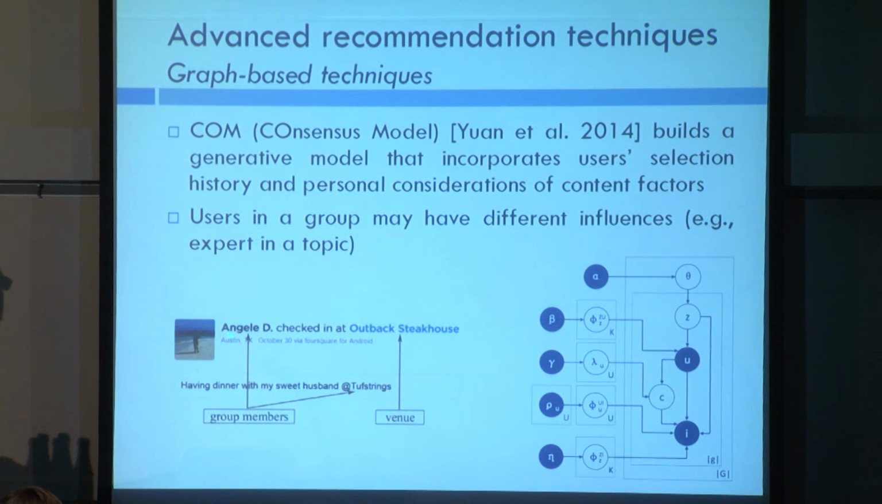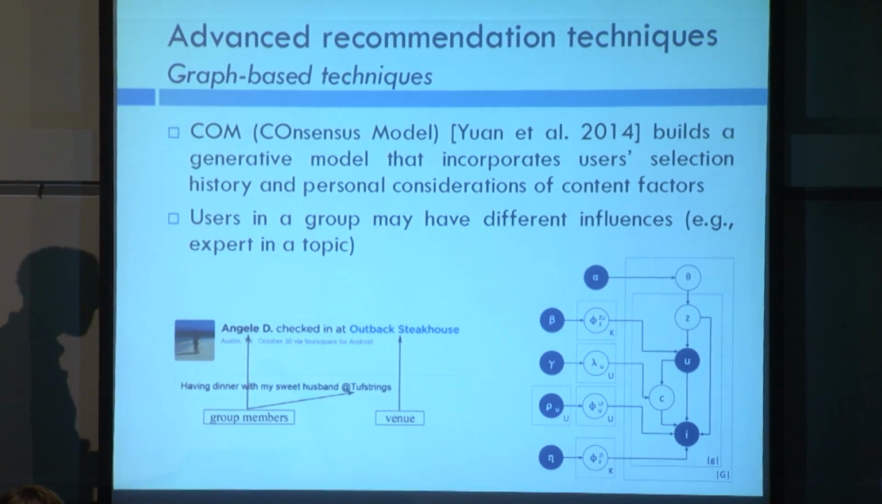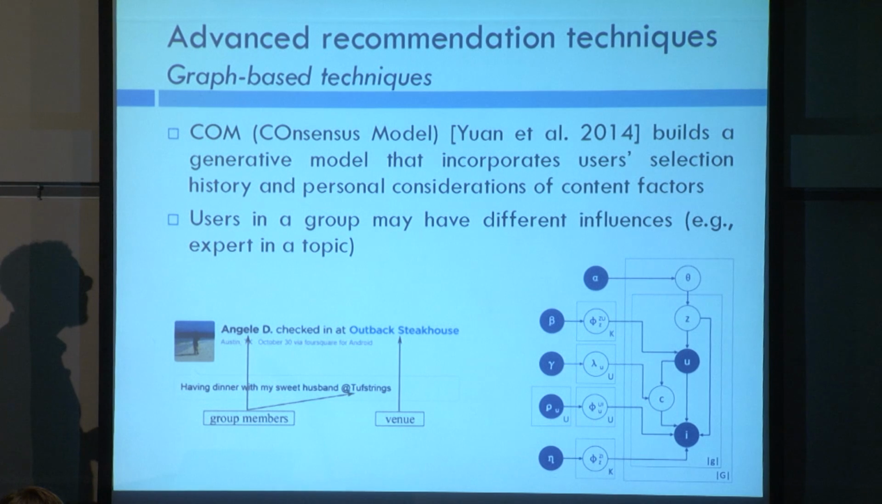So as you can see in this post, we have this user that is a group member that checked in at this steakhouse, so in this venue. And in the post, the user basically tags another user and says, having dinner with my sweet husband, and the username of the other group member. So, as I said earlier, what the authors do is to build a generative model in which the authors describe the distribution of the topics for the users, the distribution of the items for the user, and provide recommendations to the group as a whole.